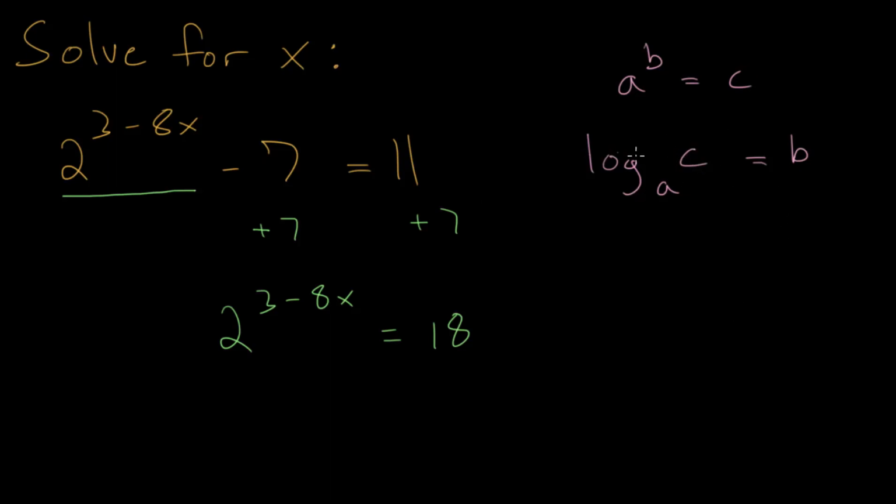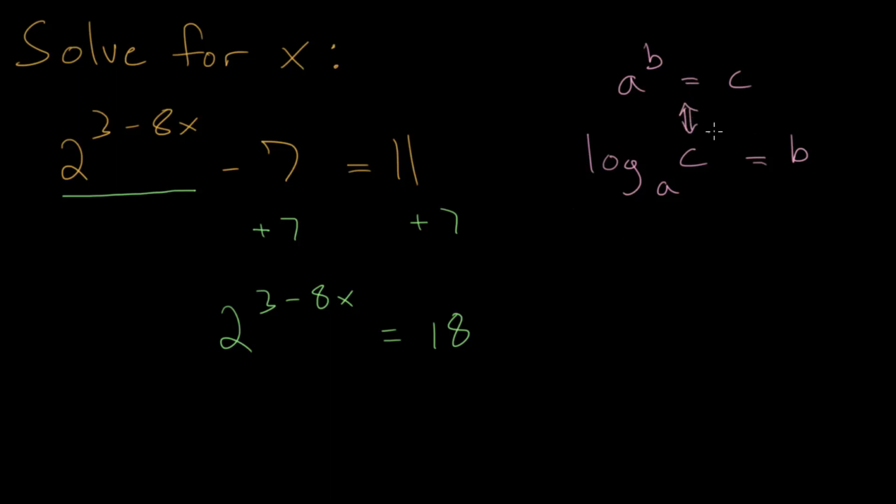We read this as log base a of c is equal to b. The way to interpret this is, when you see this logarithm, we're just asking: a raised to what power would give us c? And that power we want to raise a to is b, whatever the logarithm is equal to, because like I mentioned, logarithms are exponents. So let's use this idea here.